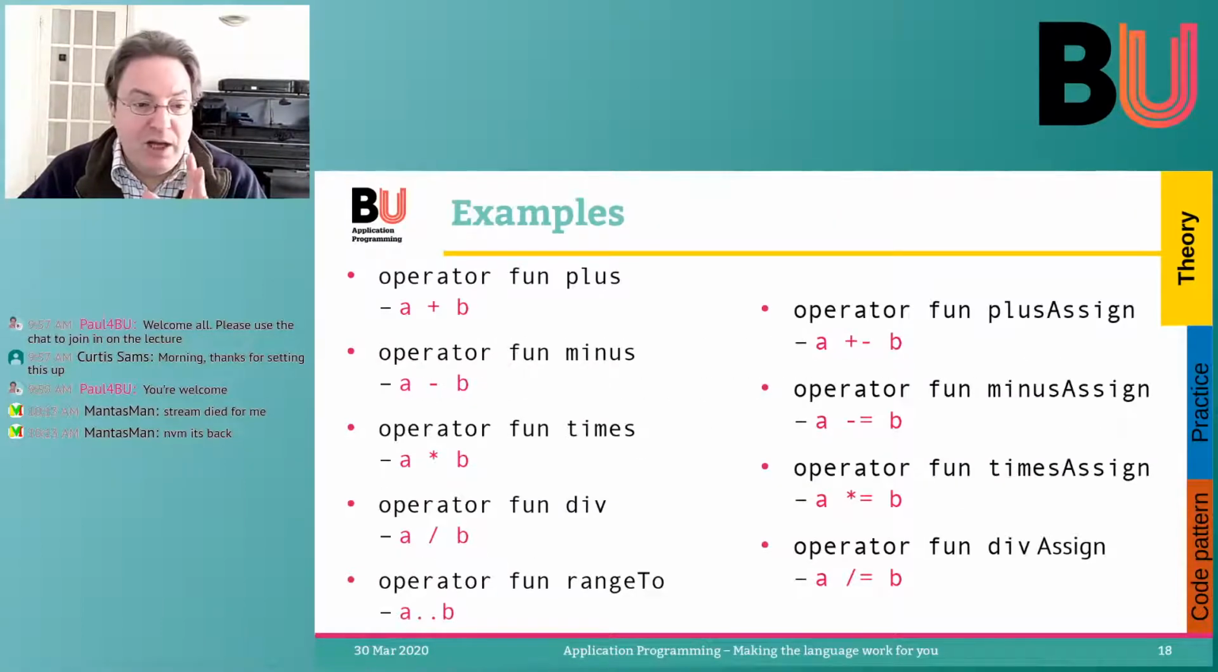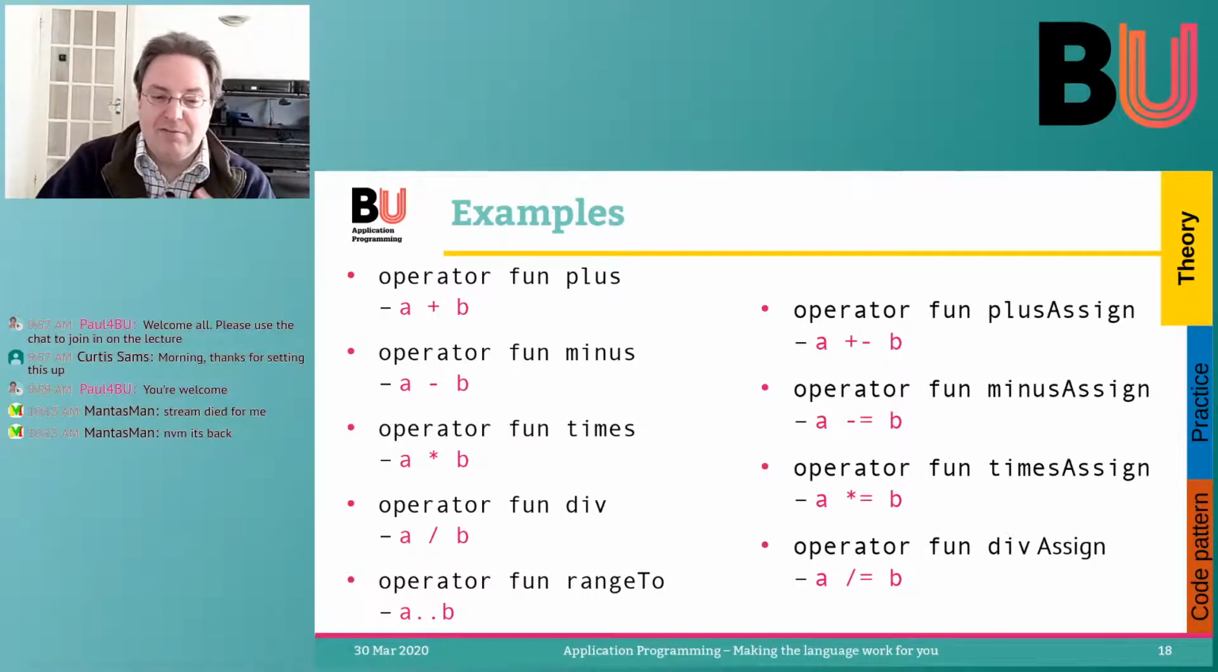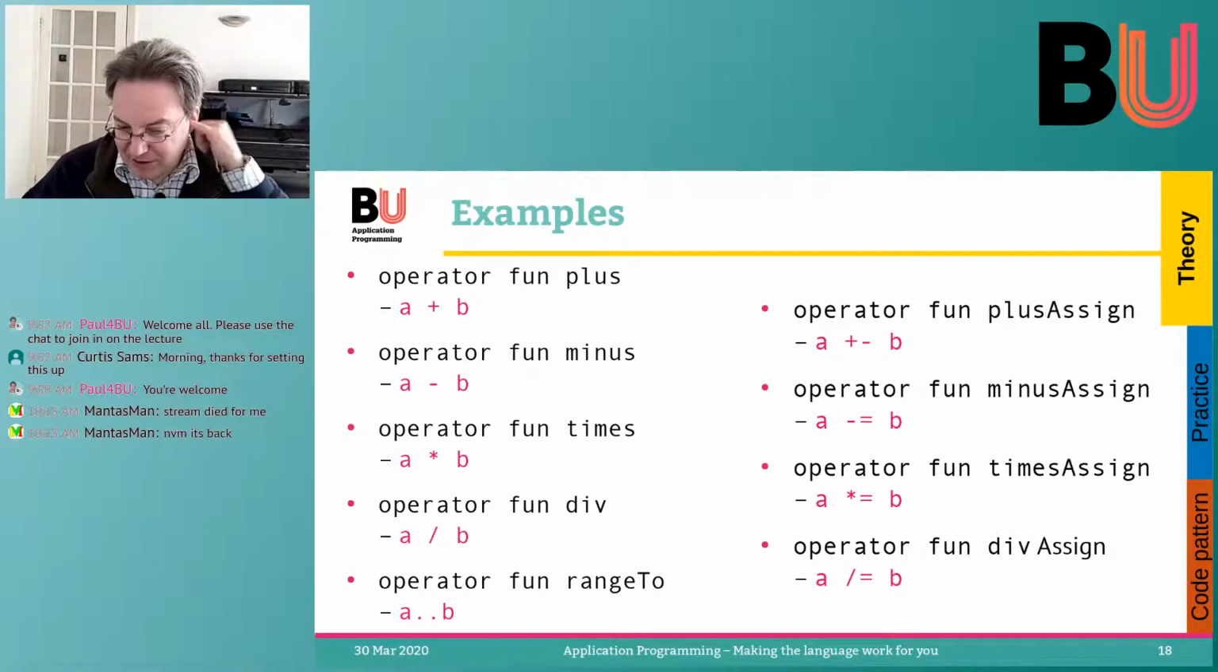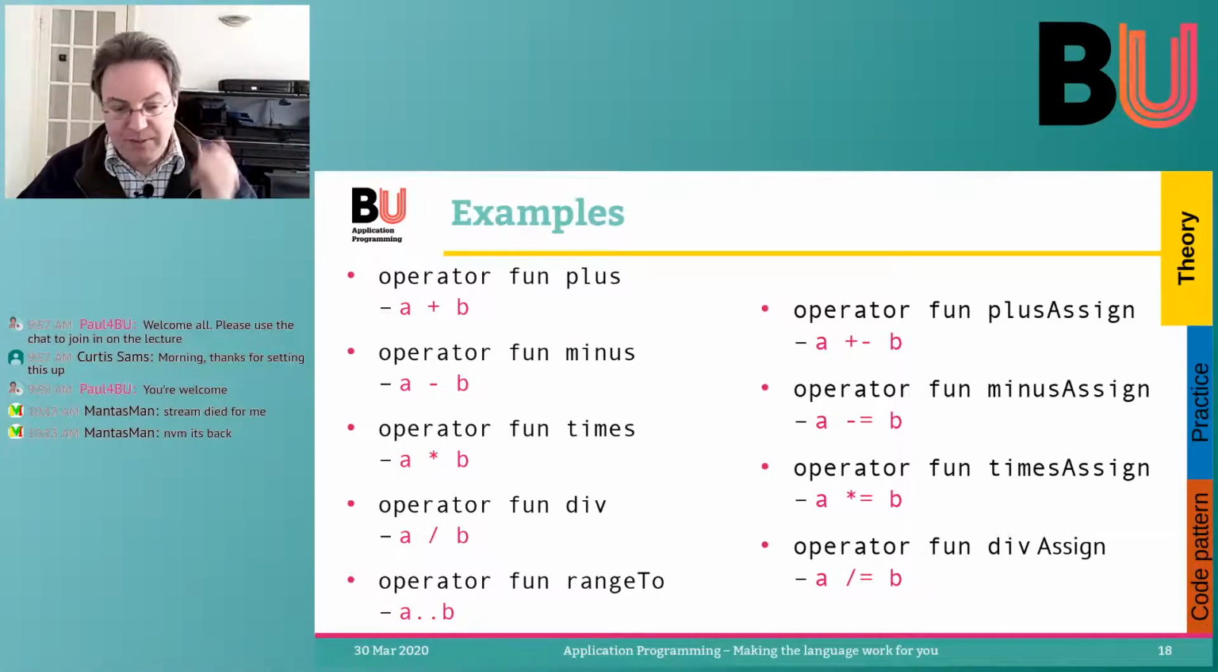So what does this look like? For example, you have the operator function plus, that's addition, minus for subtraction, times for multiplication, div for division, and dot dot for the rangeTo function. So if you have a range, that's how you create that. If you want to make your own custom range, you implement that, and then you can use the dot dot.